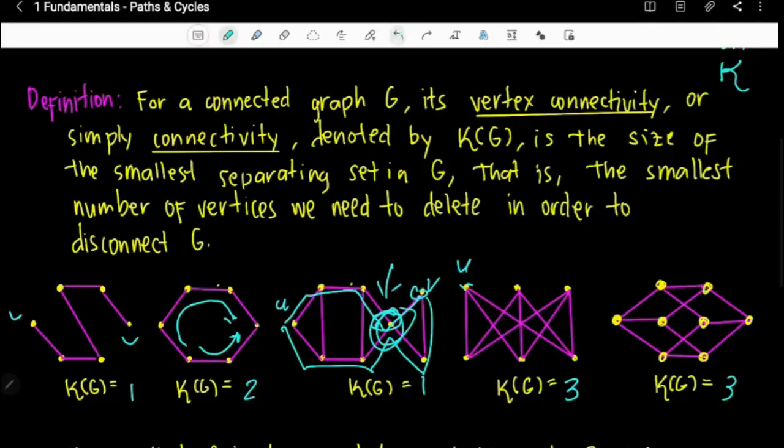For example, ilipat natin yung UV. Kasi ito yung U, ito yung V. So, paano ka makakapunta doon? This is one path. 1. This is another path. 2. And this is another path. 3. So, no other path kasi na-exhaust mo na lahat nung coming from U na path. So, tatlo lang kasi yung incident kay U.